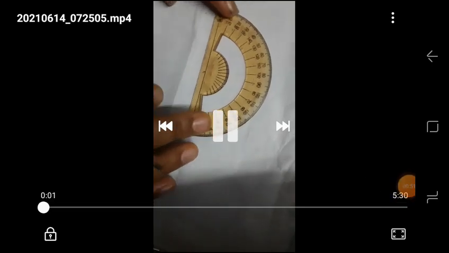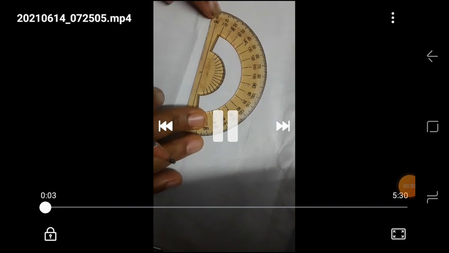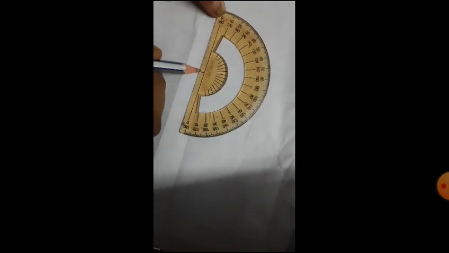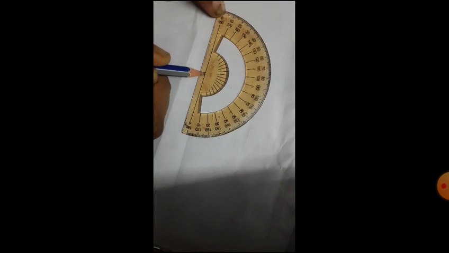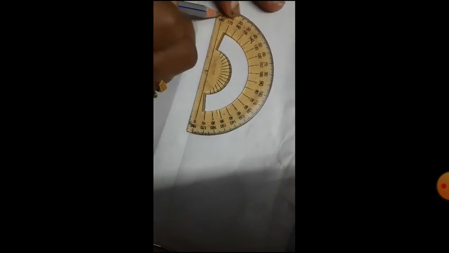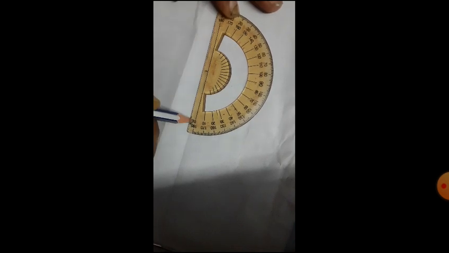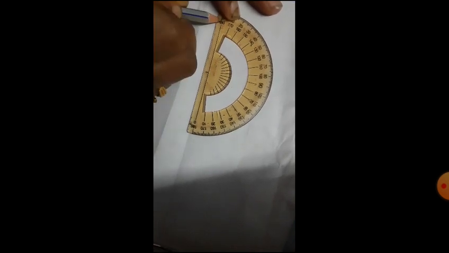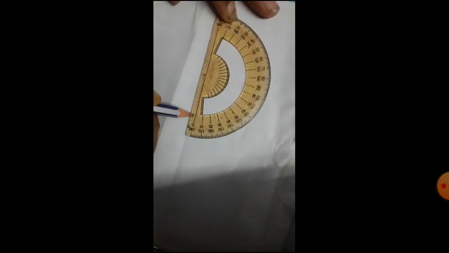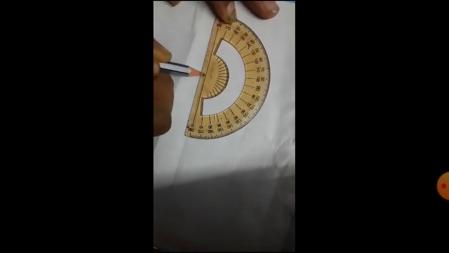Children, this is the protractor that we learned in the last class. And here in this protractor, this is the center of the protractor, and the line which is joining this 180 degree to 0 degree, the line joining these two numbers is called the baseline. Okay, and the midpoint of the baseline is the center.